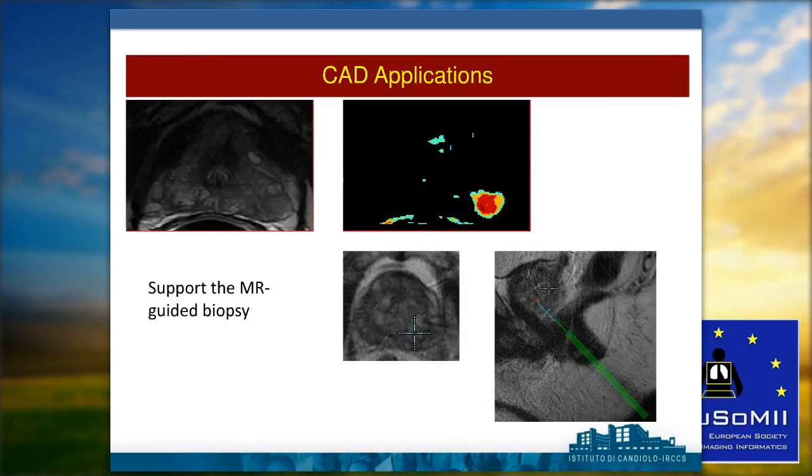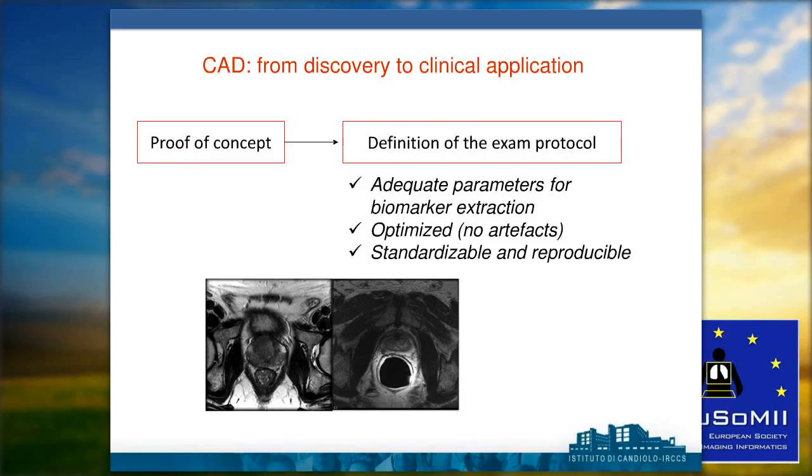We also thought we could use this system to, for example, guide prostate biopsy, either fusion biopsy or direct biopsy under MR guidance. So for example, we have a probability map like this, and we have the needle go to this lesion with very high accuracy and perform a good biopsy.